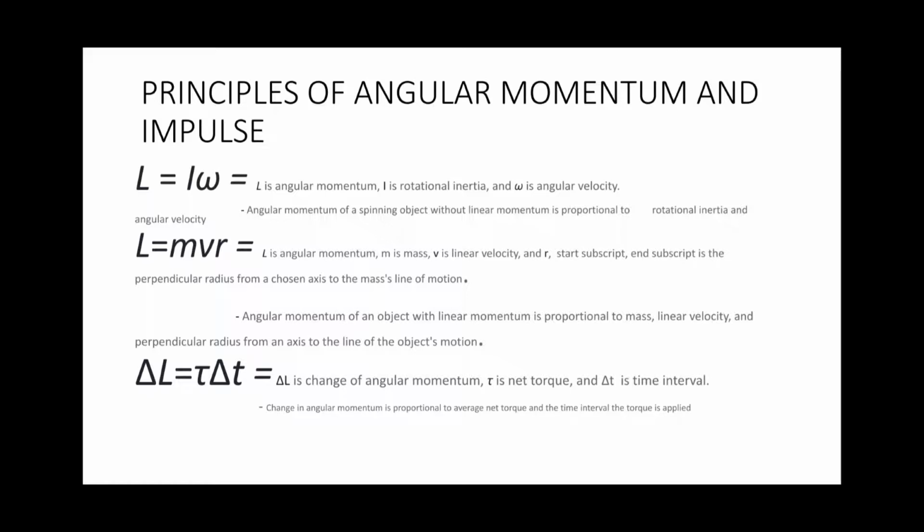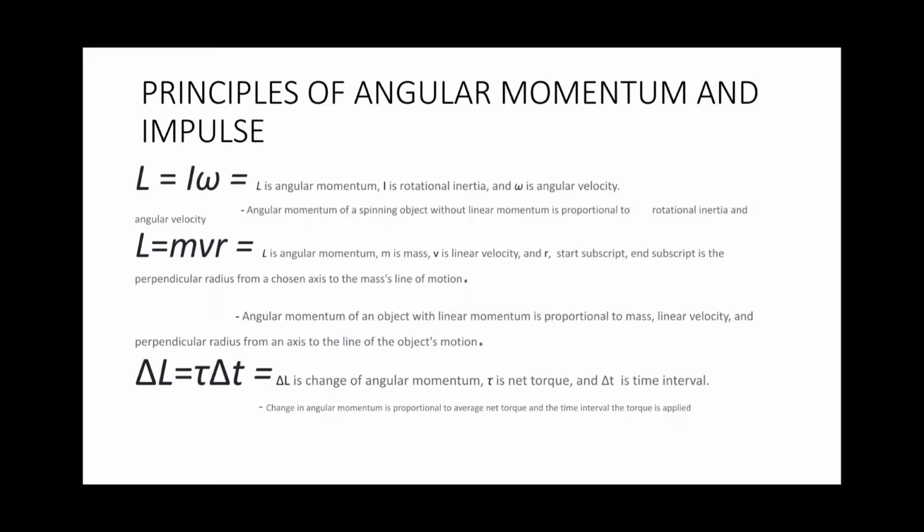L equals m v r. L is angular momentum, m is mass, v is linear velocity, and r subscript perpendicular is the radius from a chosen axis to the mass's line of motion. Angular momentum of an object with linear momentum is proportional to mass, linear velocity, and the perpendicular radius from an axis to the line of the object's motion.